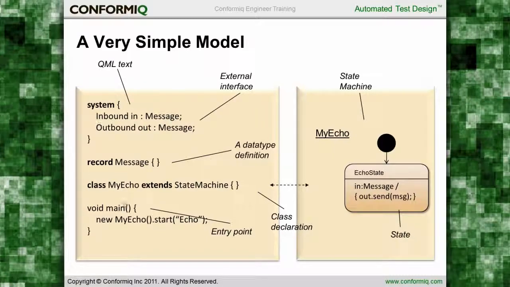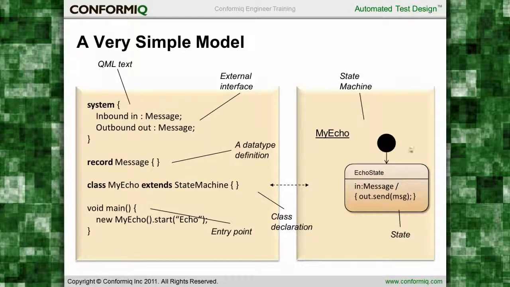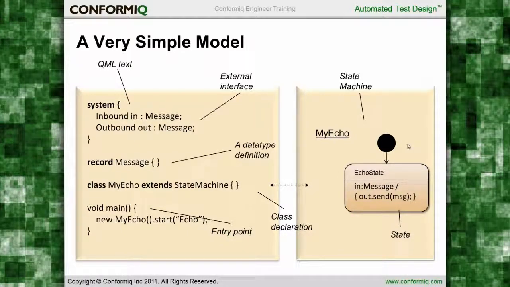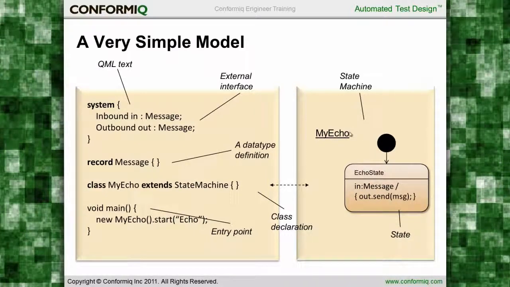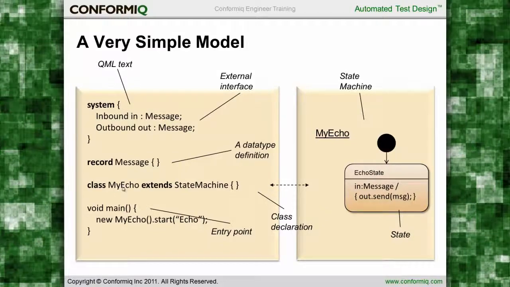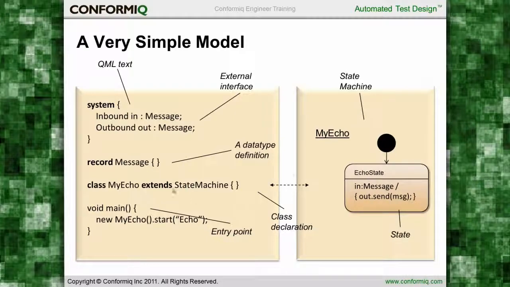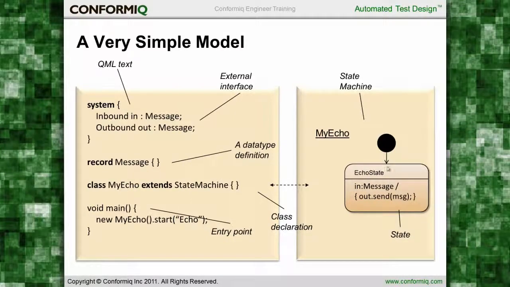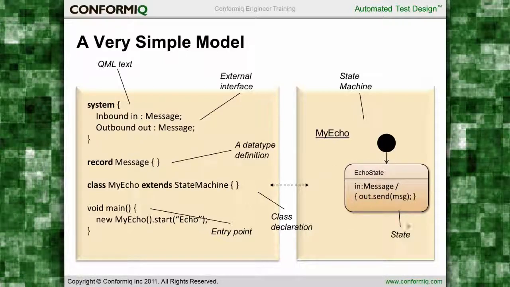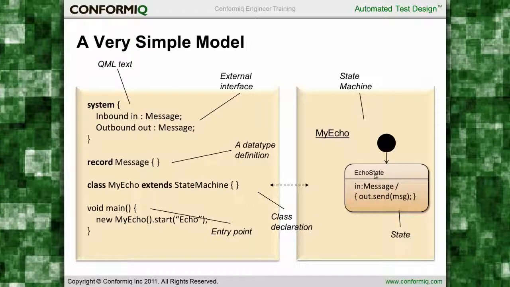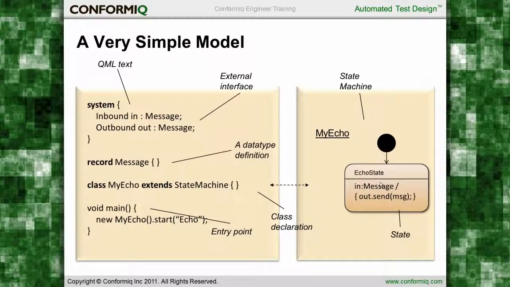Then corresponding to this textual definition of our model, we have this thing that we have created as a UML state chart, which defines the behavior of the model. It's called myEcho. It has the same name as this class definition here, which is the connection between the state diagram and the textual definition. It has an initial state, a transition, then a concrete state, and then a name for the state. And then inside the state we have one internal transition.